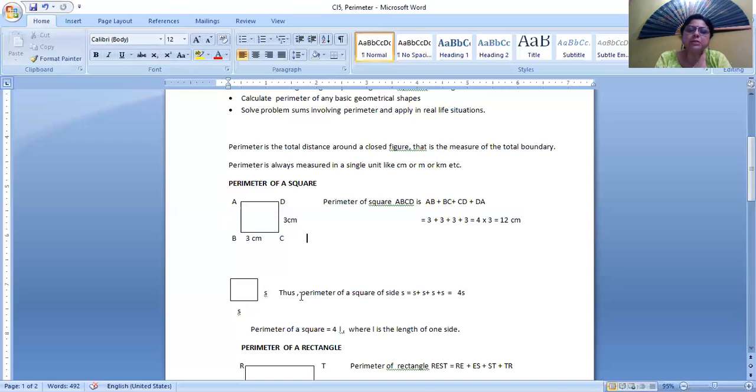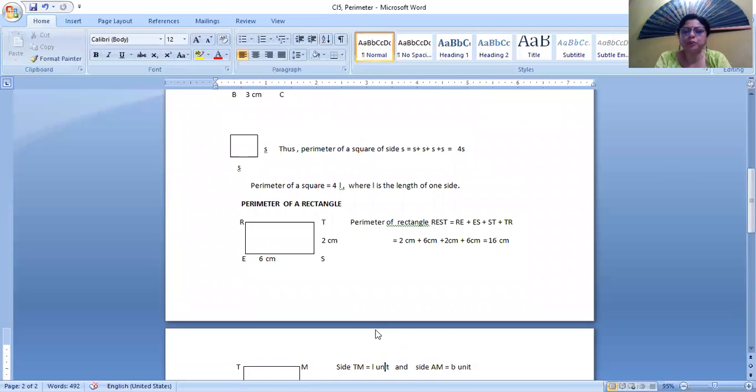So the perimeter of the square will be S plus S plus S plus S is equal to 4 into S. So when you have to find the perimeter of a square, you have to multiply the length of the side by 4. So perimeter of a square is 4L, where L is the length of one side.